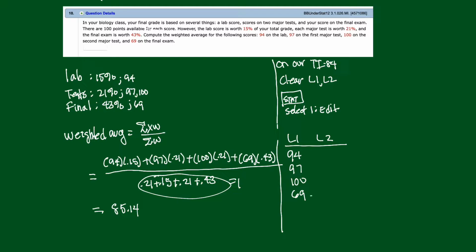Right arrow over to L2. Then you put in the percentages. So now you're going to type in these percentages here, the 15, 21, and 43. But you have to do them in order. So the 94 was associated with a 0.15, then the 97 with a 21, and the 100 with the 0.21, and then the 43 goes with the 69. Okay, and press enter. Make sure you press enter.